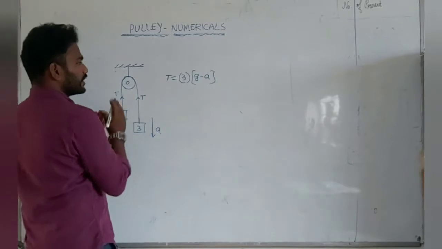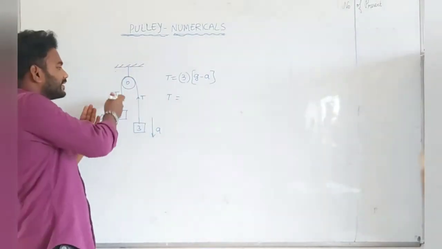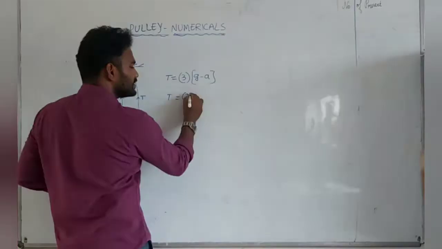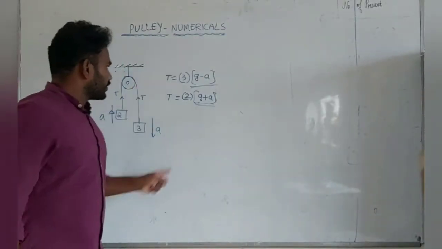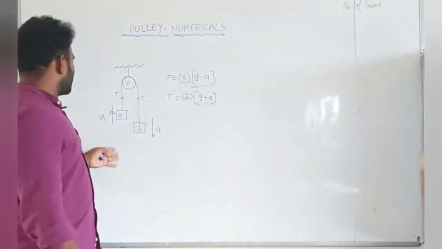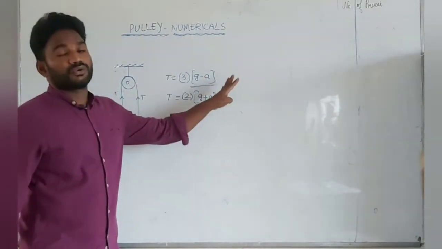So let me go for the 2 kg block. See, the 2 kg block is going up. So the tension we will get is 2 kg into (G plus A). Remember, this is the shortest trick. Whenever it is coming down, you can use G minus A. Whenever it is going up, we can use G plus A. These two things we have to know here.